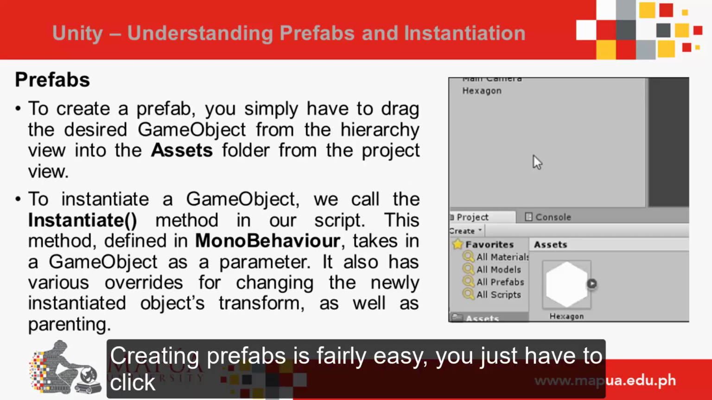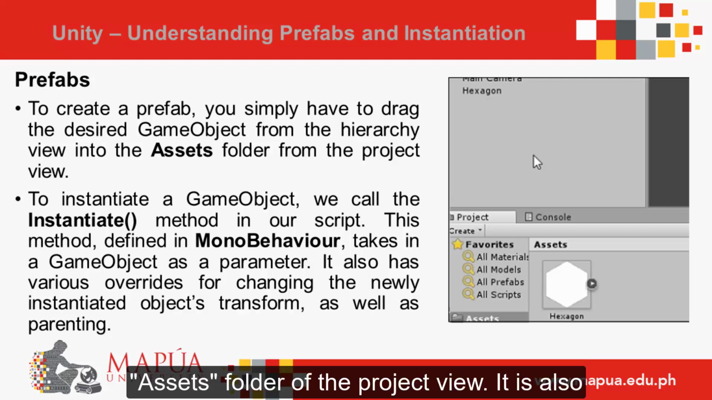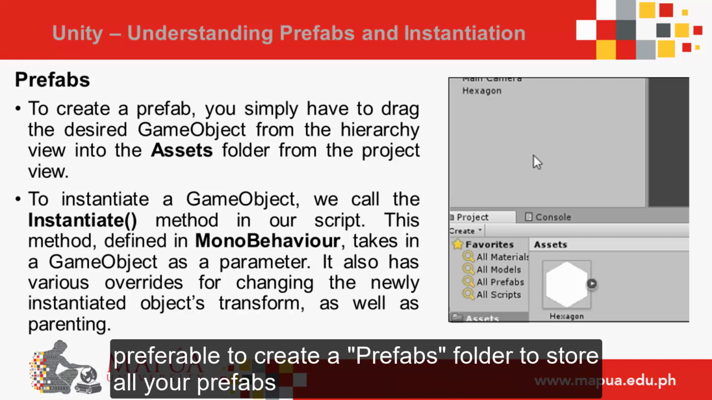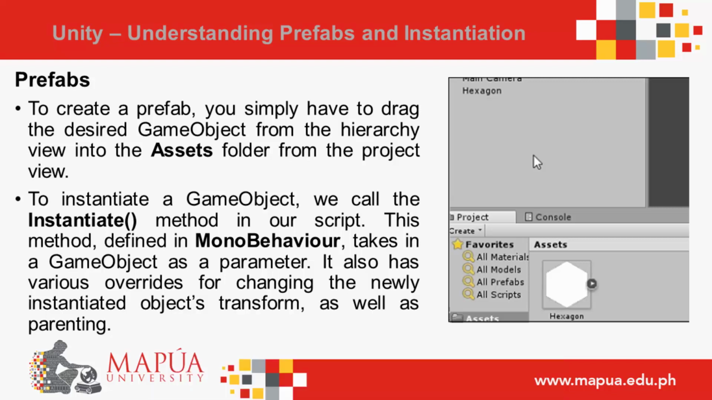Creating prefabs is fairly easy. You just have to click and drag the desired game object from the hierarchy view to the assets folder of the project view. It is also preferable to create a prefabs folder to store all your prefabs and keep things organized, but it is not required.